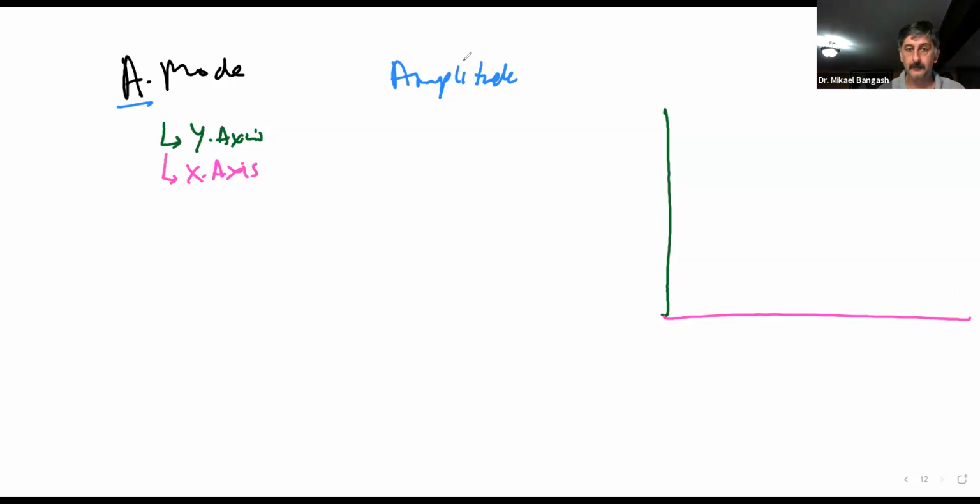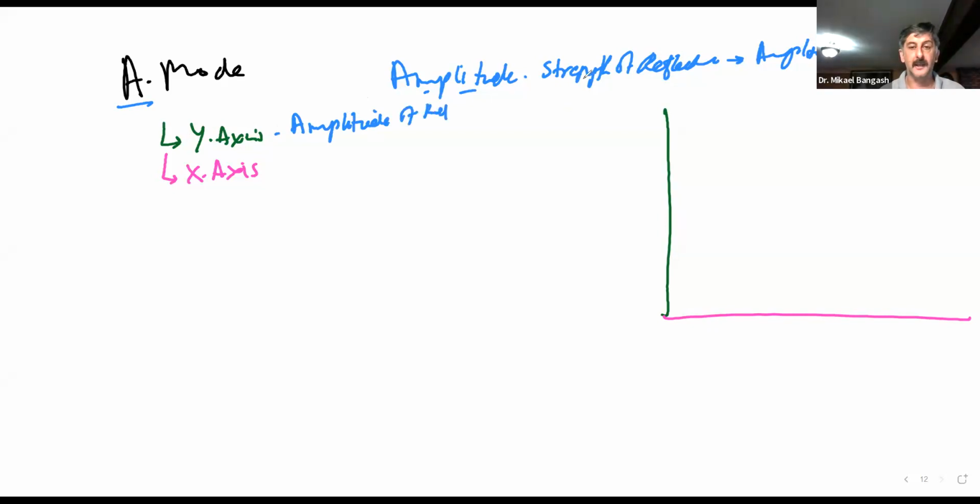Now, my dear, the reason that we call A mode A mode, the A stands for amplitude, is that the strength of the reflection is going to be shown in the amplitude of a wave. And that is going to be displayed along the y-axis. So the y-axis marks the amplitude of reflection, which means the strength of the reflection.